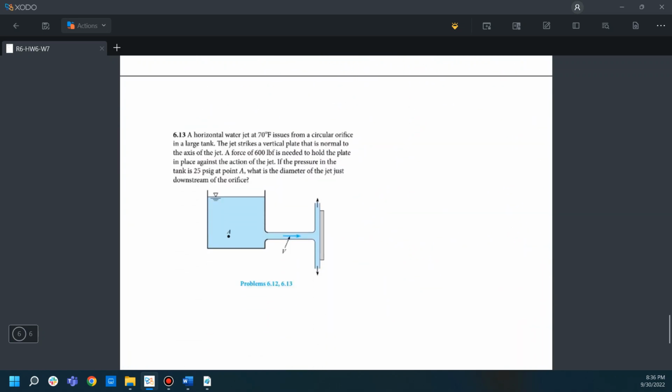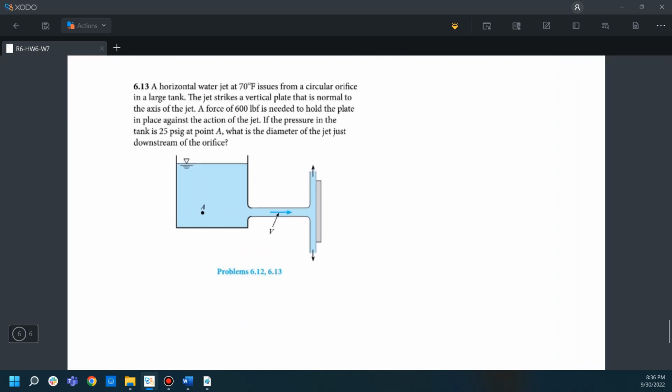Okay, now let's move on to our last question for this homework. Problem 6.13. A horizontal water jet at 70 Fahrenheit issues from a circular orifice in a large tank. The jet strikes a vertical plate that is normal to the axis of the jet. A force of 16 pounds is needed to hold the plate.